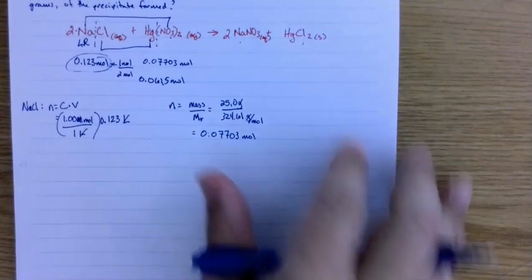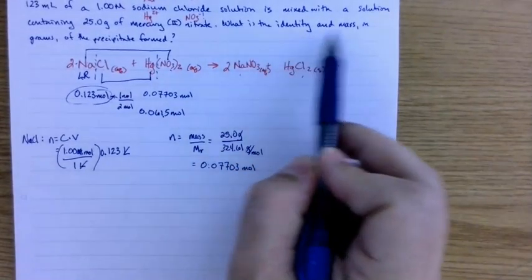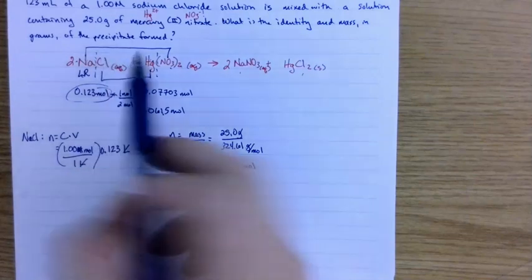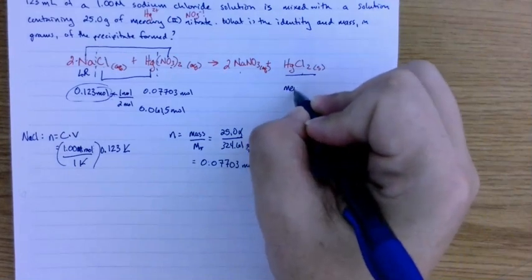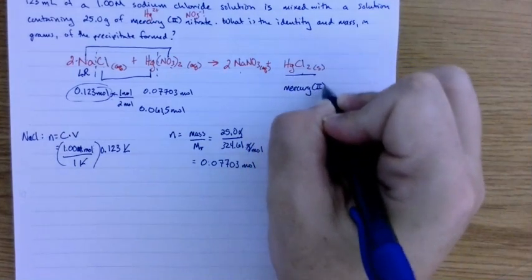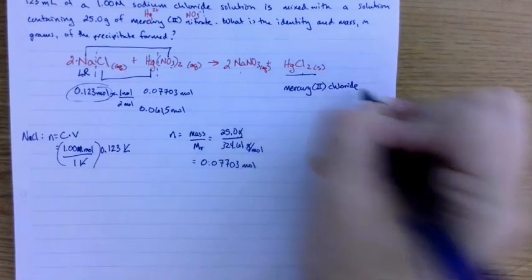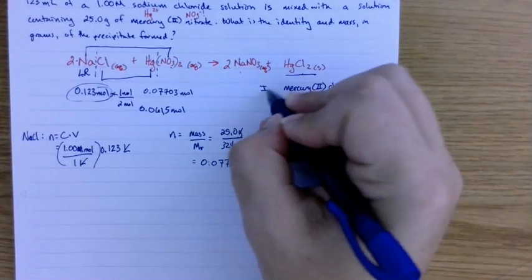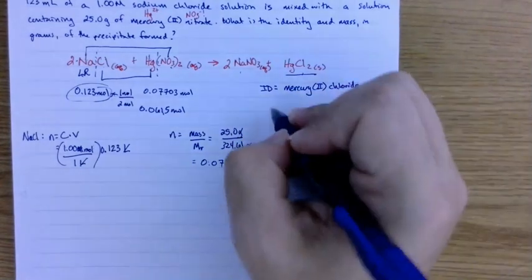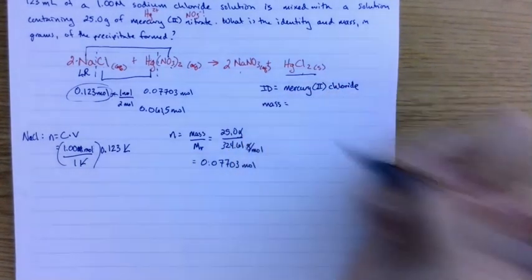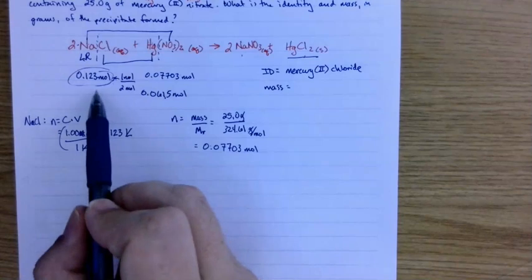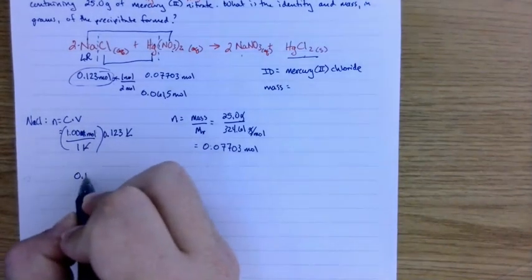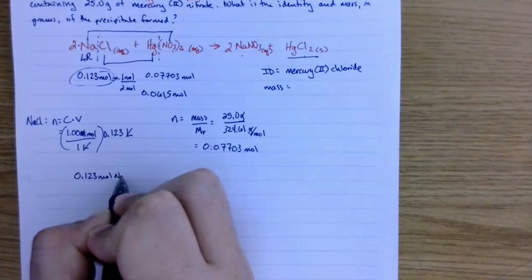So I can start from there, and I want to figure out, again, the identity and mass in grams of the precipitate formed. We have already found the identity. It's going to be mercury 2 chloride. Okay, that's the identity. ID. Okay, we need the mass in grams. Okay, so from here on out, it is your basic stoichiometry problem. We're going to start with moles of our limiting reactant, 0.123 moles of sodium chloride.